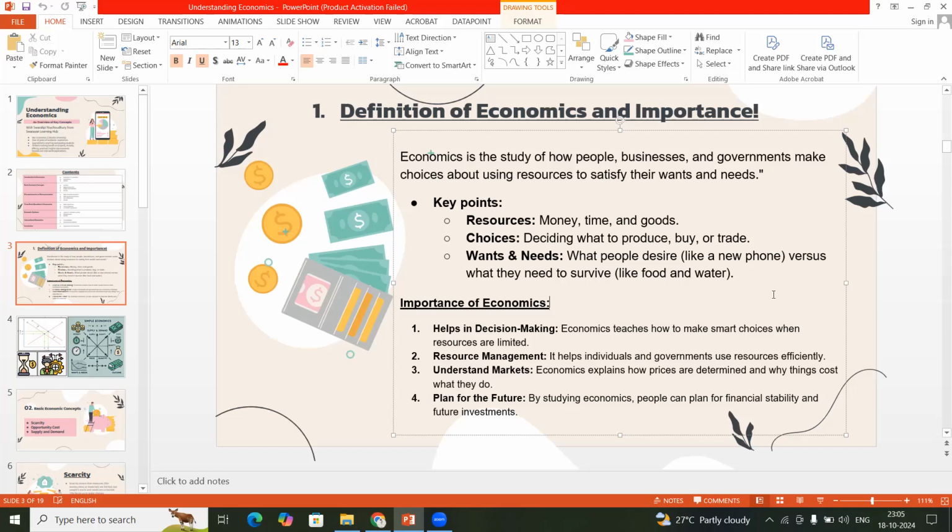Okay. Next is understanding markets. We will come to this later. After deciding on the prices, economics will explain how prices are determined and why things cost what they do. And plan for the future. By studying economics, people can plan for financial stability and future investments.